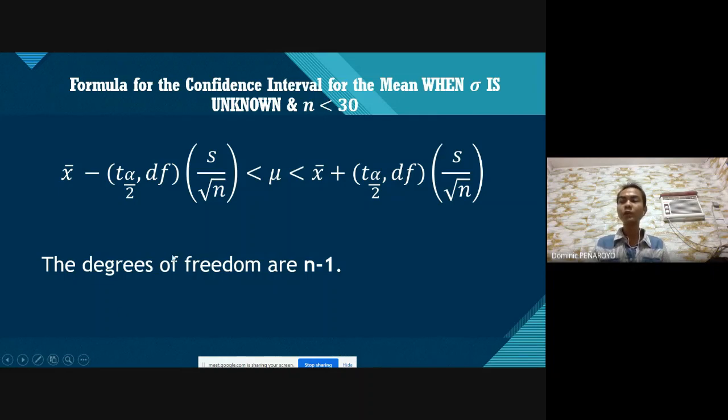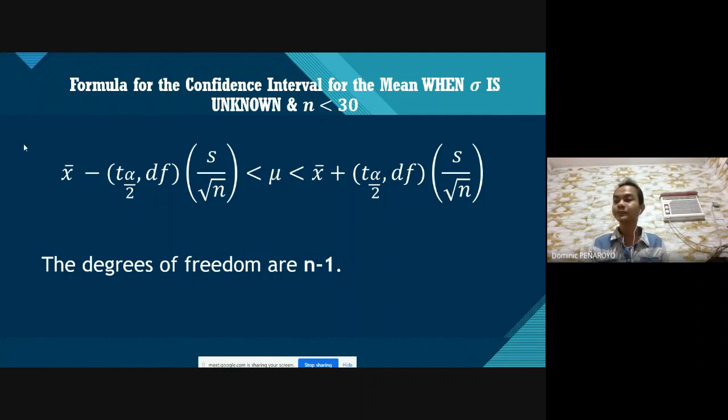Now, what is the difference between this formula and the one for the Z distribution? If you notice, instead of Z alpha over 2, we're using here t alpha over 2, df, or the t value. Let's have a recap. For the Z distribution, we have a table, and we have four most commonly used confidence levels: the 90, the 95, the 98, and the 99 percent confidence level. In relation to those confidence levels, we have the z values for each of them.